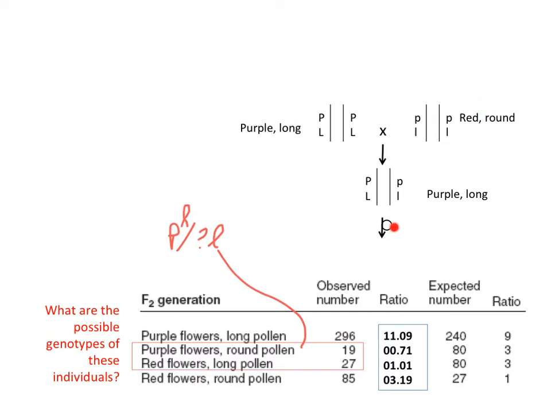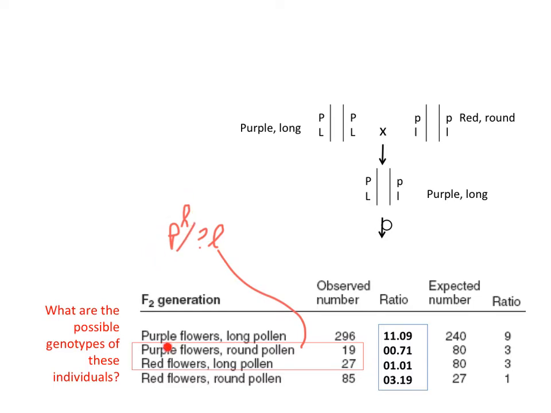Right? The chromosomes came from all of these parents. In fact, the chromosomes in those F2s came from the F1s, where big P is next to big L, and little p is next to little l. So how did you get a chromosome that was big P with a little l?